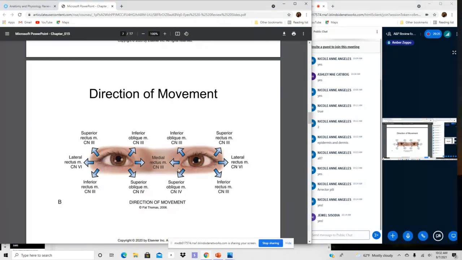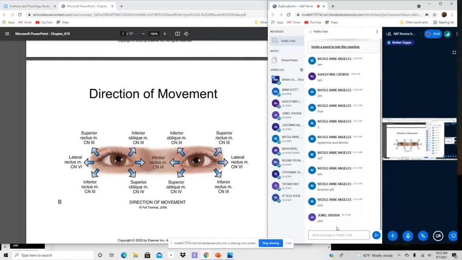Okay, so let's say you have a patient that is crossing their eyes, right? Which muscles might you be using to cross your eyes? Anyone can type if they want to in the chat box, maybe you can talk. What muscles might you be using to cross your eyes? Yes, right? Maybe the medial rectus, maybe a little bit of the superior oblique muscle. Okay, good.